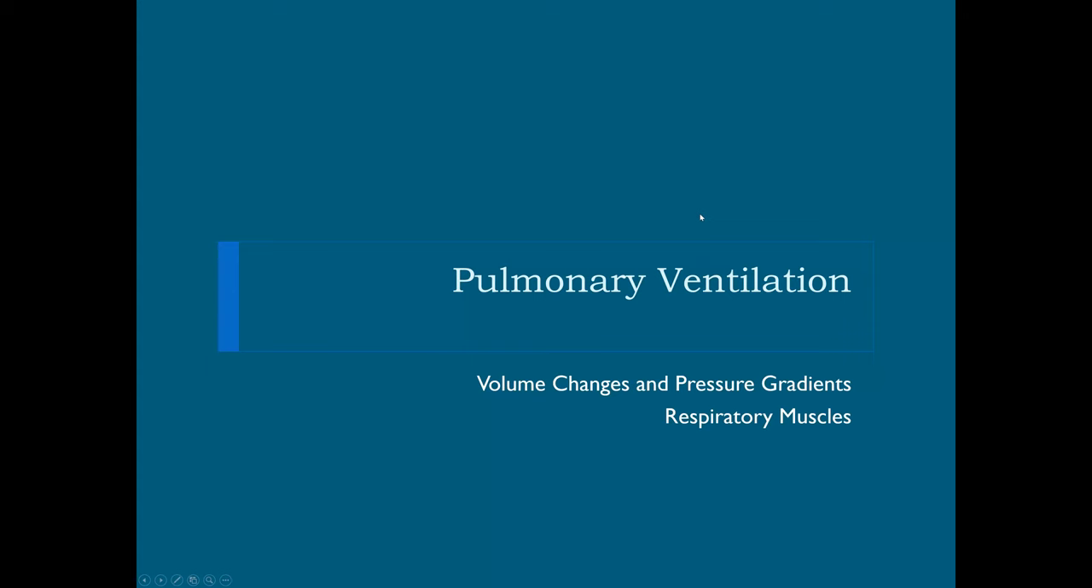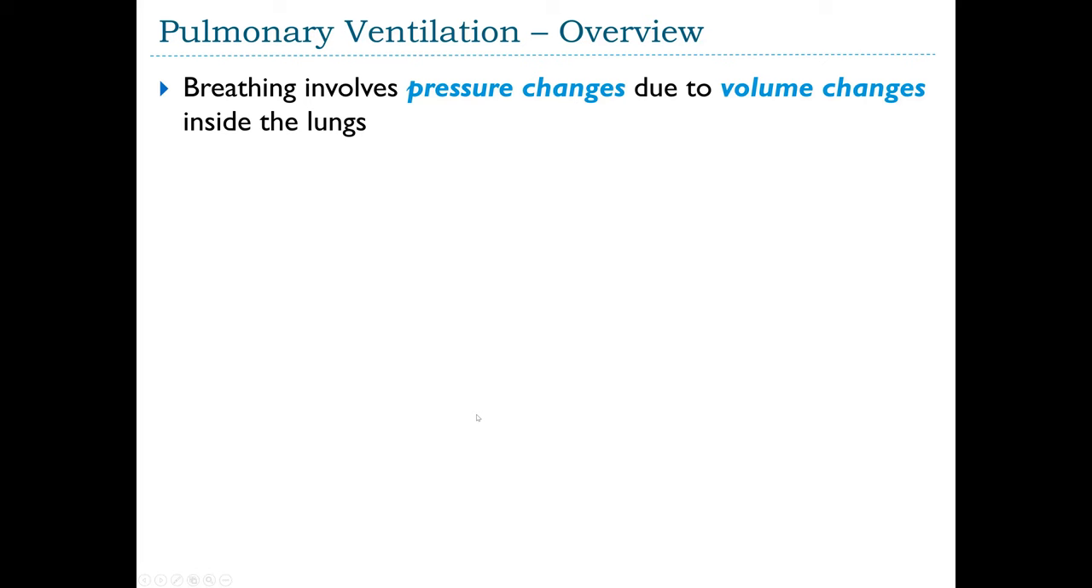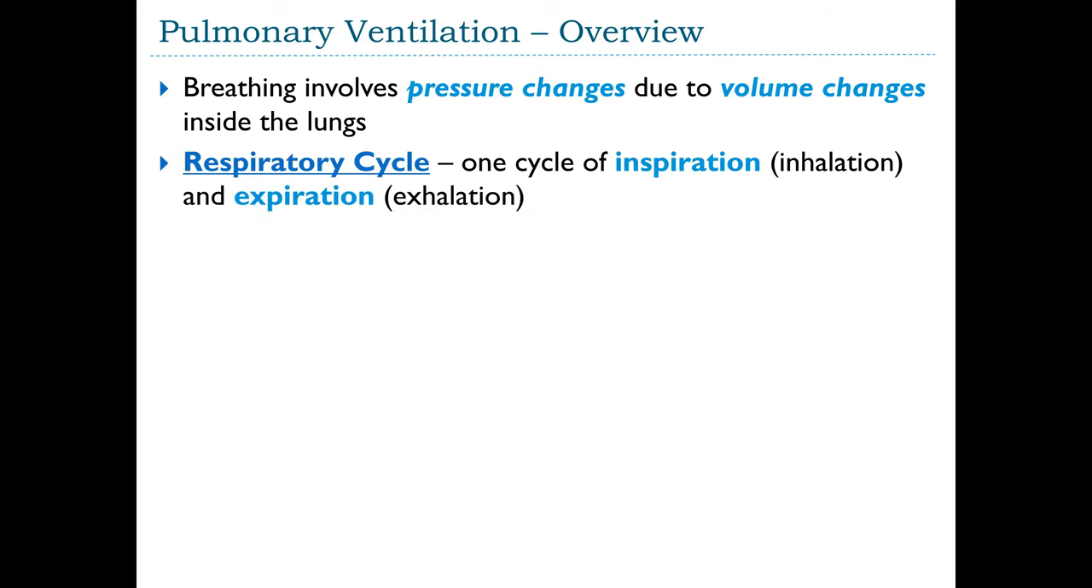So now we will look at pulmonary ventilation and the volume changes in pressure gradients inside the respiratory tract and also the respiratory muscles. So breathing involves pressure changes which occur due to volume changes inside the lungs, and then as we just discussed, air will flow from areas of high pressure to low pressure. So the respiratory cycle is one cycle of inspiration, which is also called inhalation, and expiration, which is also called exhalation. I know it can be confusing because we have a more common term for the word inspiration and expiration, but when you see these two terms in relation to the respiratory system, inspiration means inhalation and expiration means exhalation.